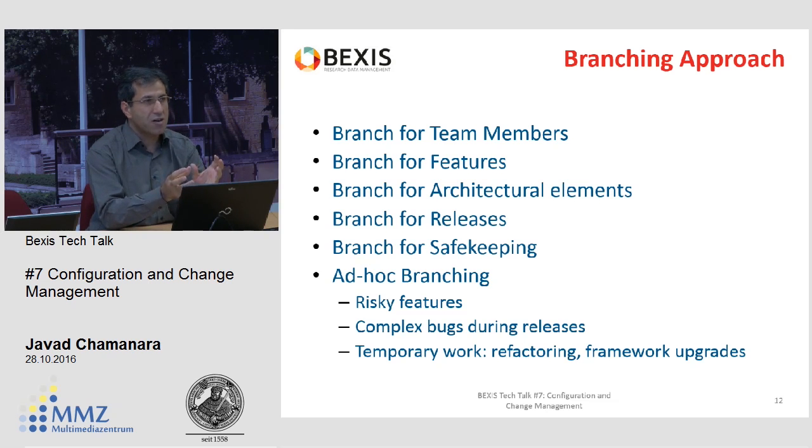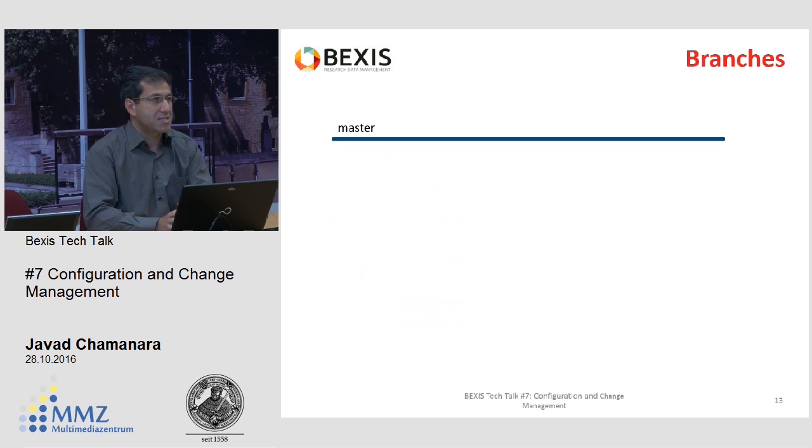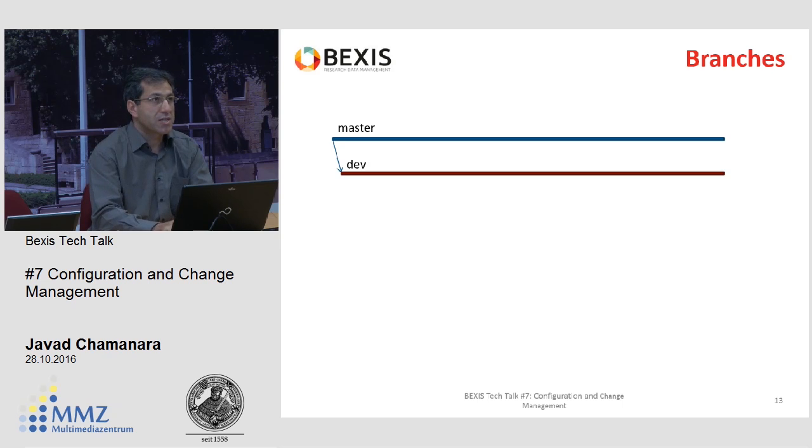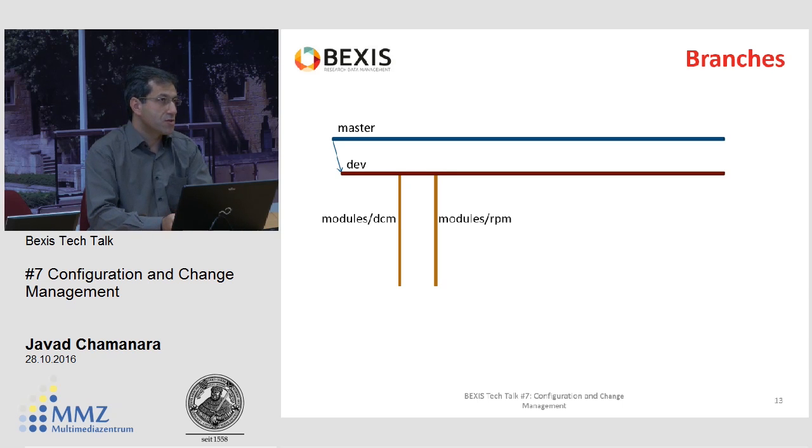So we use this combination of branching for different purposes. It's not that we just stay with one of these approaches; basically, that's not possible. I will explain in which cases we use which type of branching, as we will see. But in general, our branching scheme is something like this. We have a master branch. The master branch is forked to a development branch, and then the development branch is further forked to module branches.